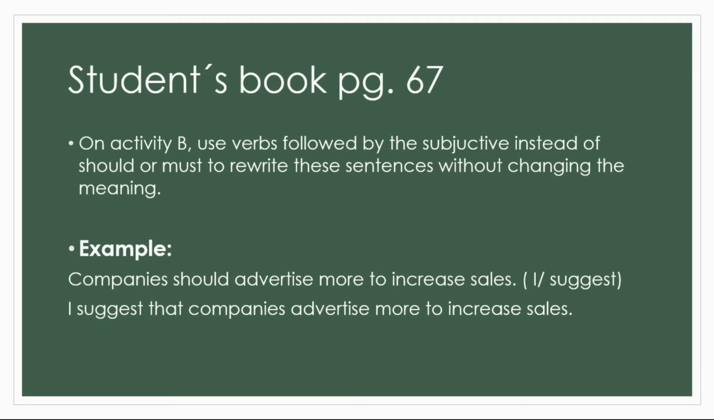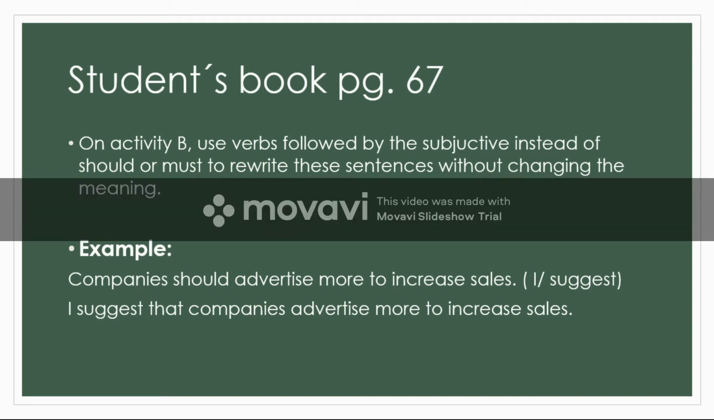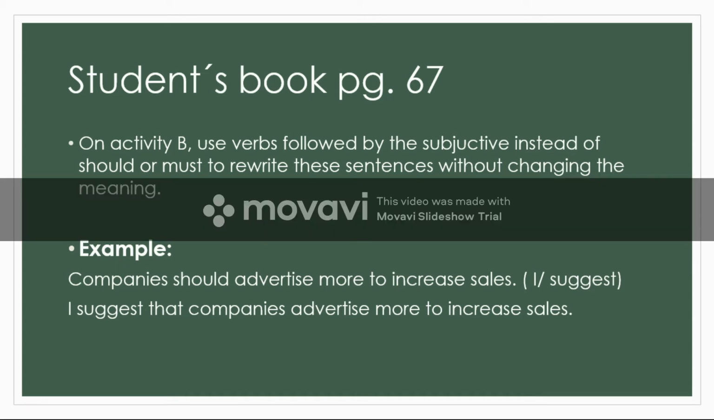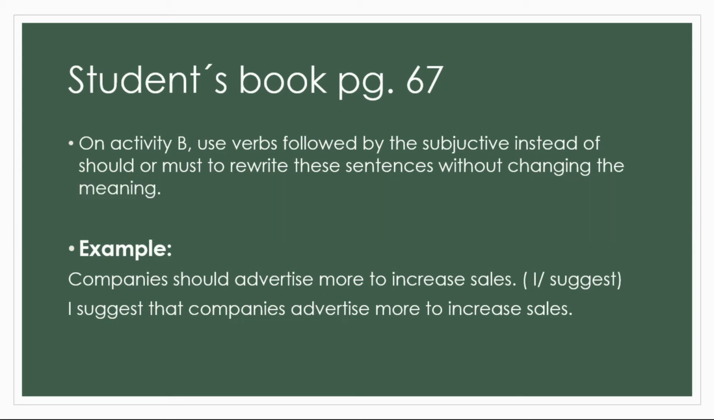On activity B of your student's book, page 67, we'll use verbs followed by the subjunctive instead of should or must to rewrite these sentences without changing the meaning. For example, we have, companies should advertise more to increase sales. In parentheses, you have two words. One is I and the second is suggest. You will use those words to rewrite the sentences. In this case, the sentence will be, I suggest that companies advertise more to increase sales.